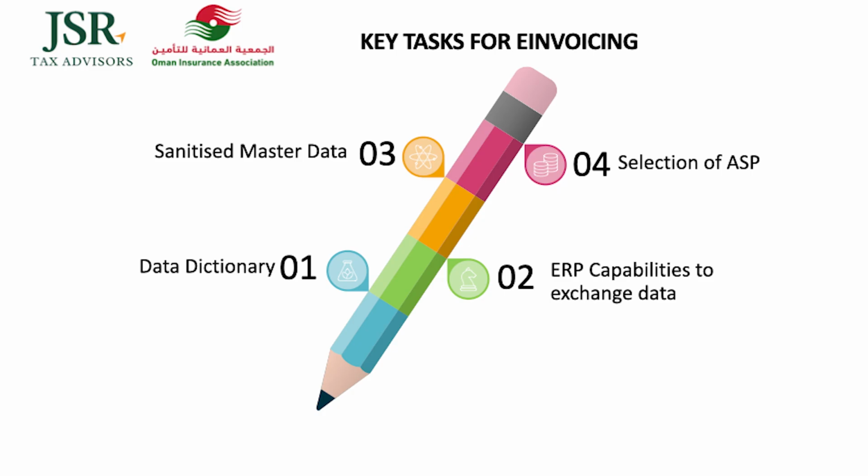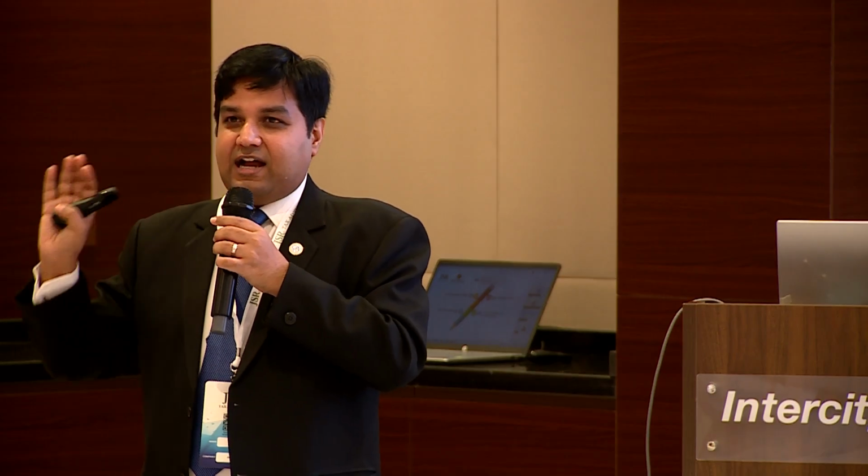Which are the key tasks? The heart of the entire e-invoicing implementation is the data dictionary. What is a data dictionary? Consider it as an Excel with column headings, fixed column headings. Data has to be exactly as per that format. If it is not, we won't even be able to get it approved from the ASP. Even the second corner will not accept. So that's why I am saying it is the heart of e-invoicing.